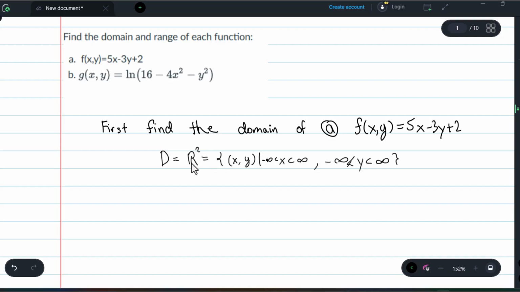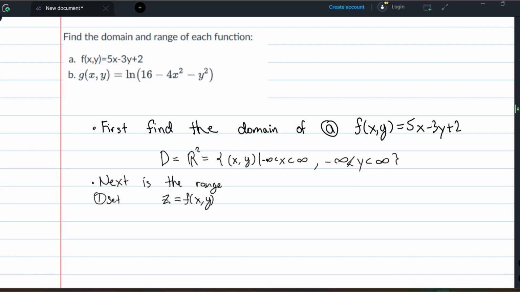I can represent that as R2 notation. I can also represent it in set notation, which I read as the ordered pairs x and y, written in this way, such that x is allowed to take any real number, so anything larger than negative infinity and smaller than positive infinity, and y is also allowed to take any real number.